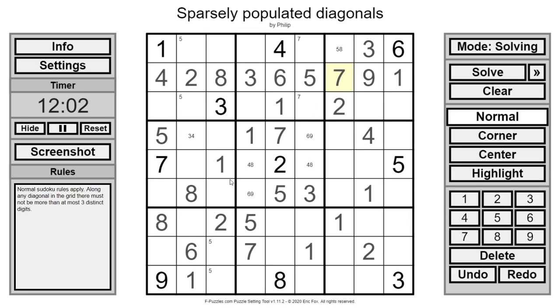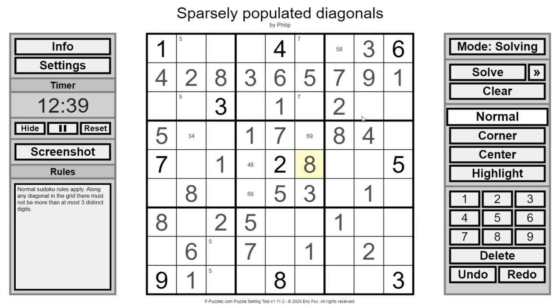So this has 7, 3, 4, 8. We already looked at that. Oh, the 1, 2, 3 diagonal got fixed. Nice. This has 1, 5, and 4, 8. But 1 and 5 both see this spot as well as a 4. So that must be 8. 8 must be the missing link. So that's an 8 as well.